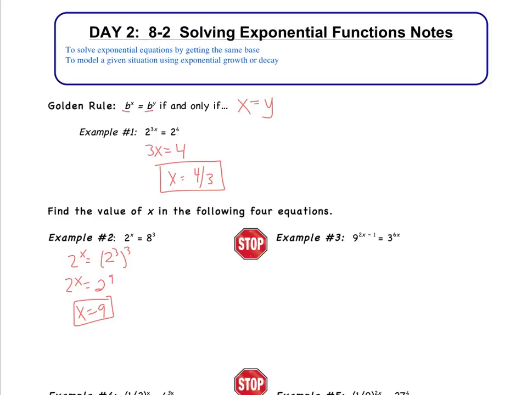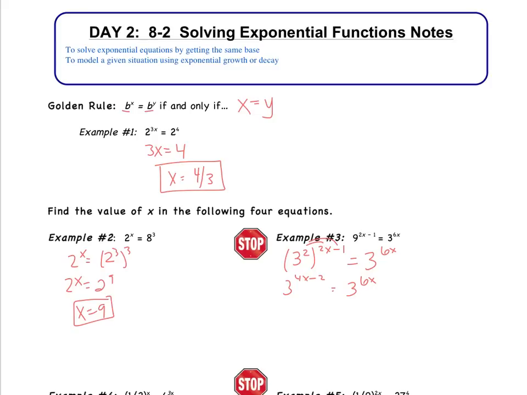Okay, let's see how we did. Now, hopefully you figured out that 9 is 3 squared, and then to the power 2x minus 1 equals 3 to the power 6x. Now, what's tricky is remembering to distribute this 2. So this becomes 3 to the power 4x minus 2 equals 3 to the power 6x. Now, you have to remember that you're multiplying that 2 by the entire exponent. So you might have made a mistake there.